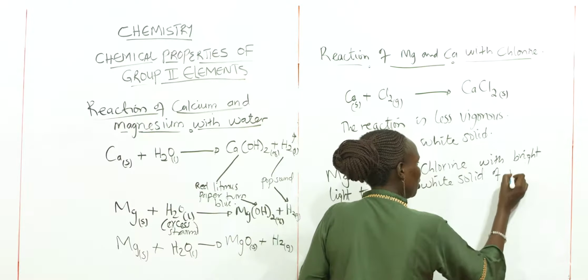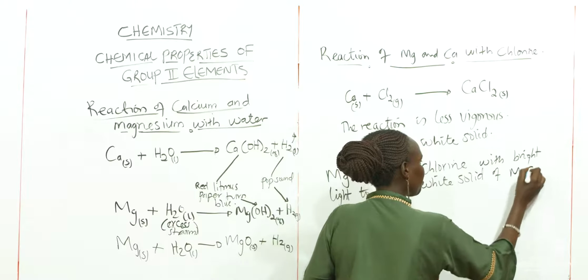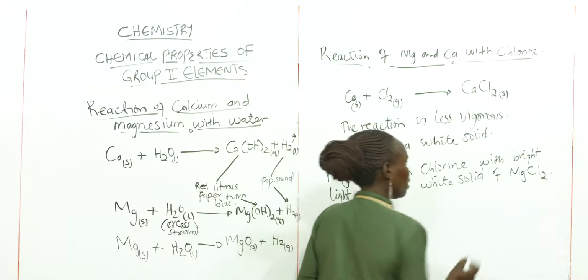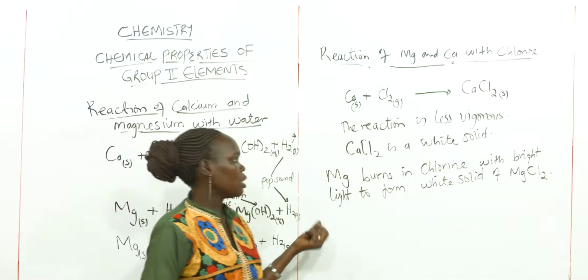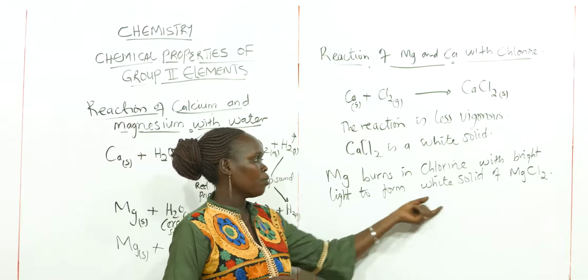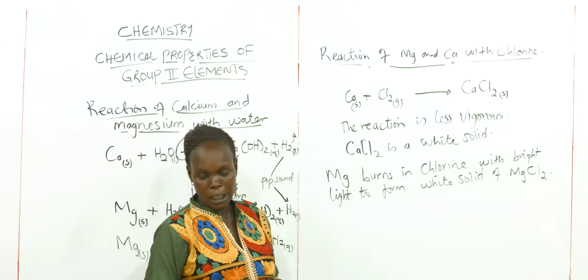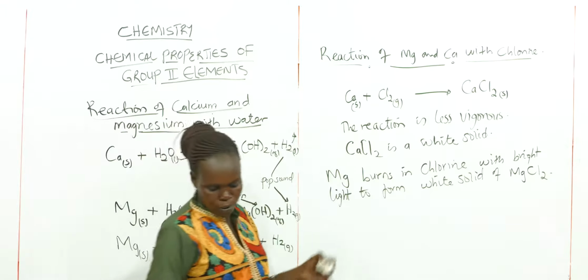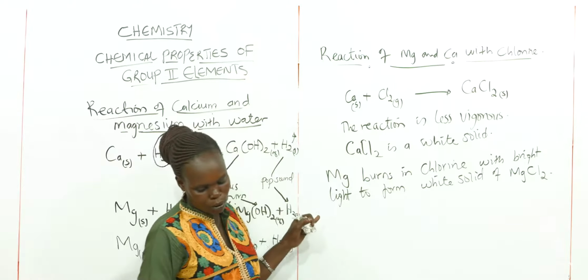A white solid of magnesium chloride. So we are going to see that magnesium burns in chlorine with bright light to form a white solid of magnesium chloride.